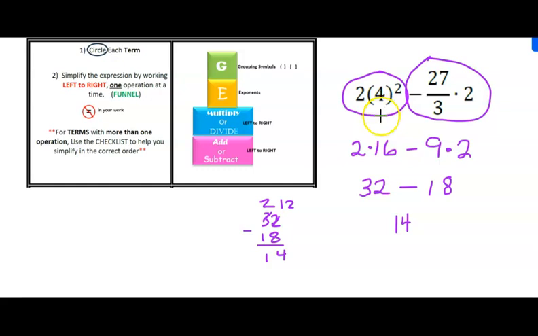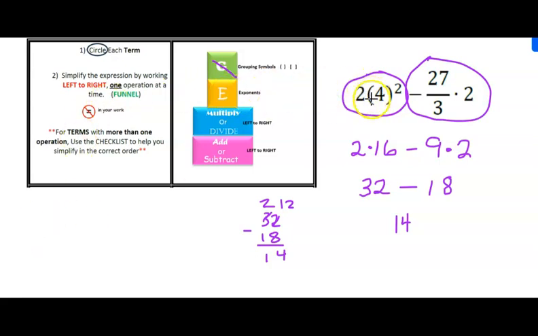Okay, so you should have circled the 2 times the quantity 4 squared, and you should have circled the minus 27 over 3 times 2. So your first term, you have parentheses, but they're not really considered a grouping symbol here because there's no operations inside those parentheses. These parentheses are here because it's indicating that you're going to multiply 2 times 4 to the second power. They're here for a multiplication symbol.